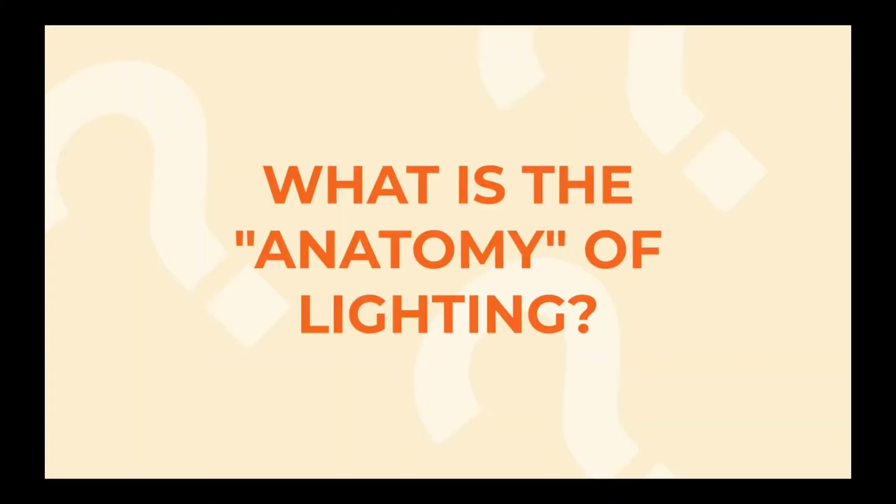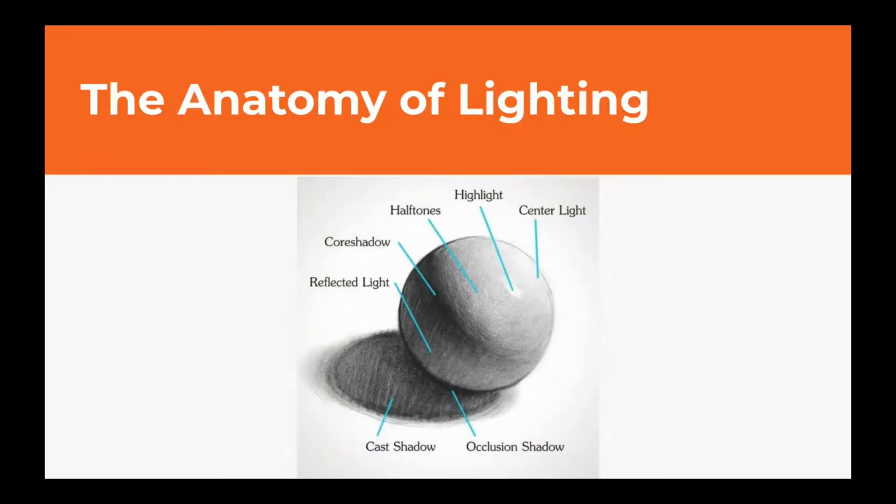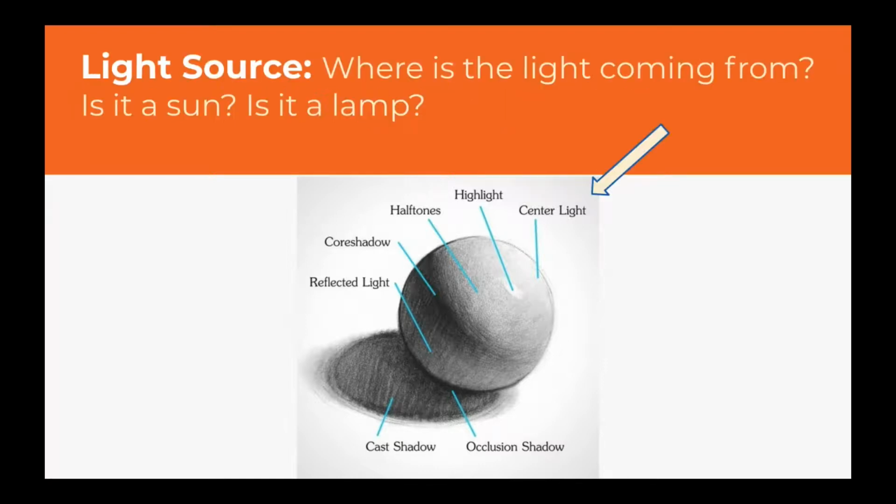So, what is the anatomy of lighting? Or, in other words, what are the different parts that work together to make up value on an object? Let's use this image as a diagram of the anatomy of lighting. First, we'll have a light source, which would be off screen in this case. This is where the light is coming from. Is it the sun? Is it a lamp? You have to decide as the artist.